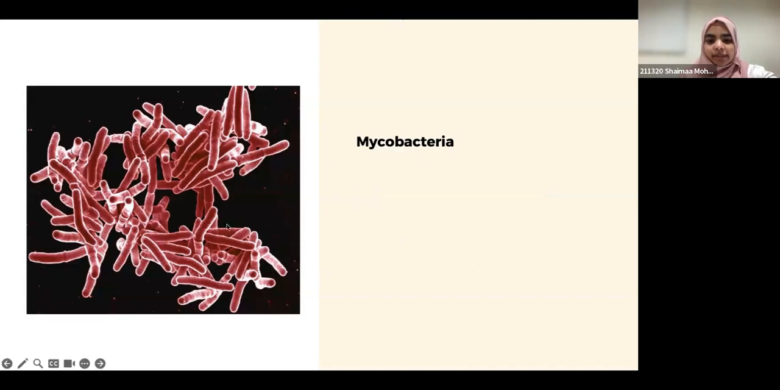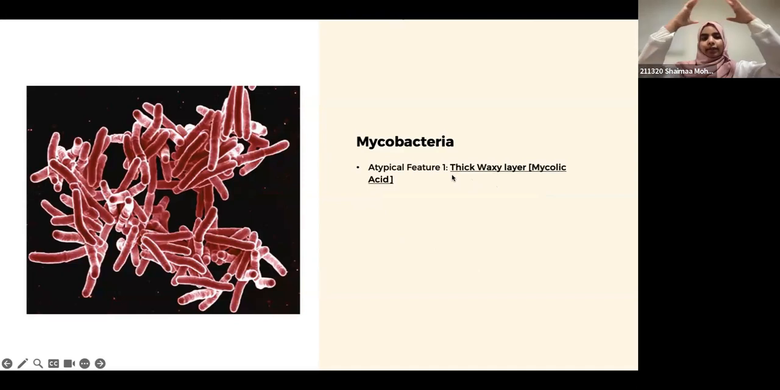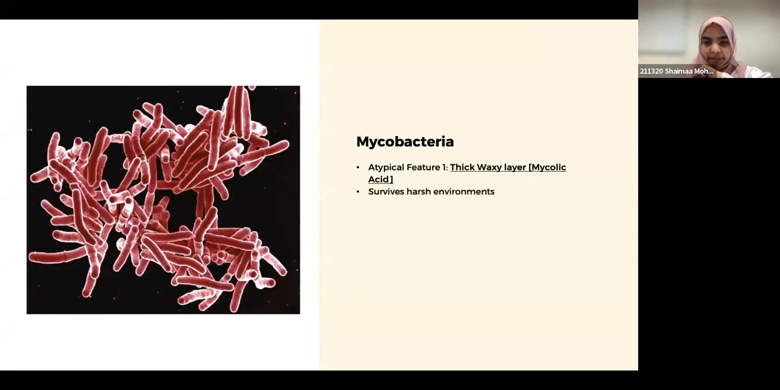The last thing that we have is mycobacteria. These are bacilli. The atypical feature about mycobacteria is that they have a thick waxy layer outside, made up of lipids. It's called mycolic acid. Why is this mycolic acid important for the mycobacteria? It allows it to survive harsh environments like extreme pH, dryness, and other stuff. So this mycolic layer allows the mycobacteria to survive, okay?